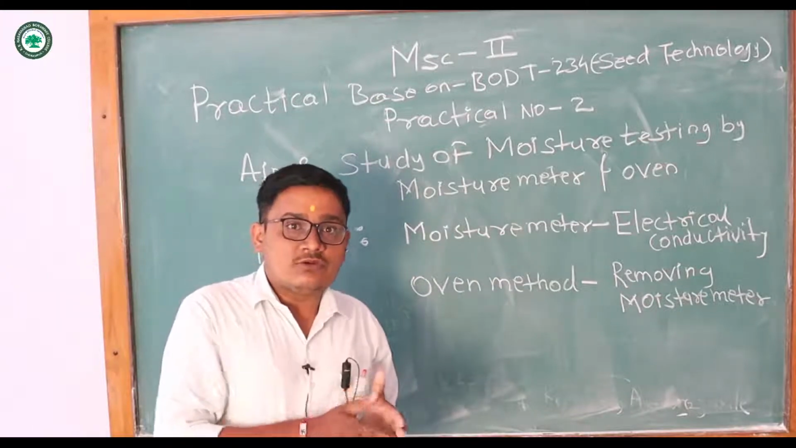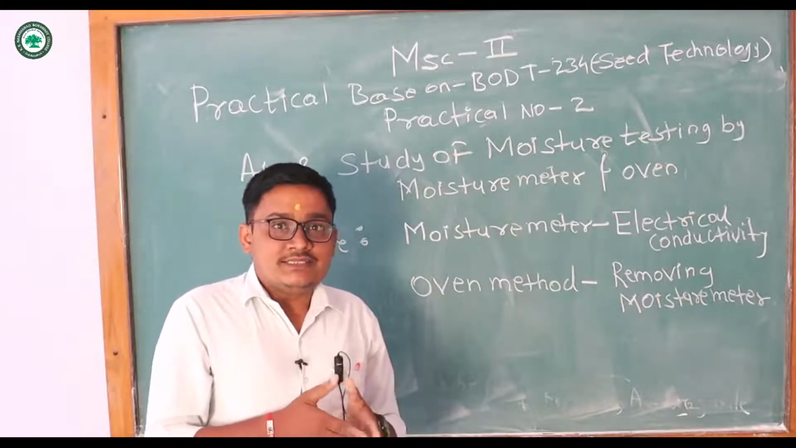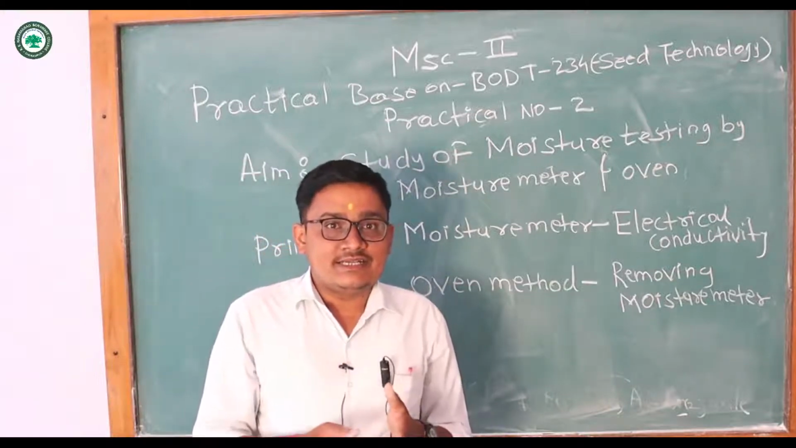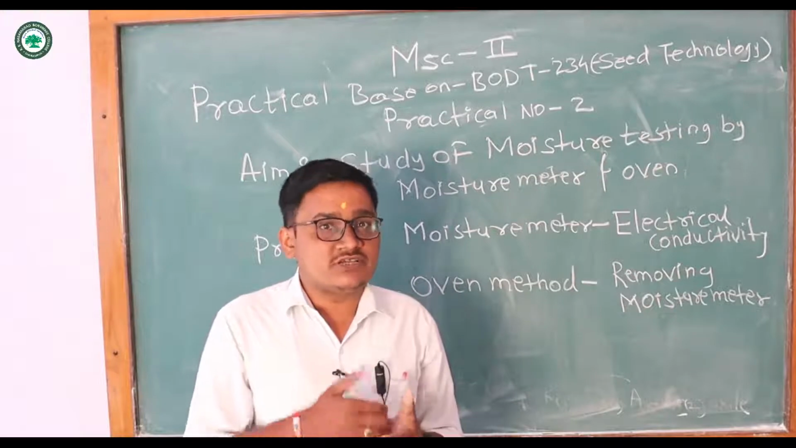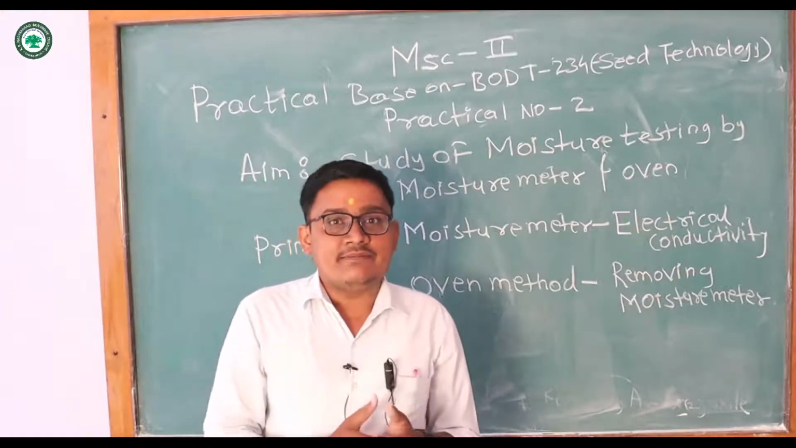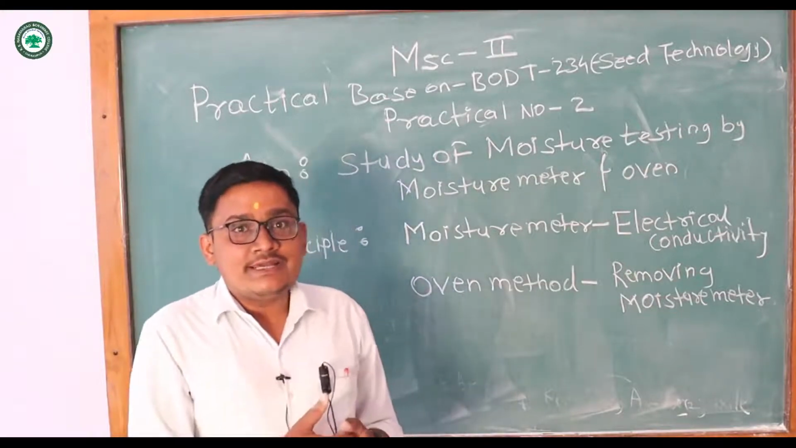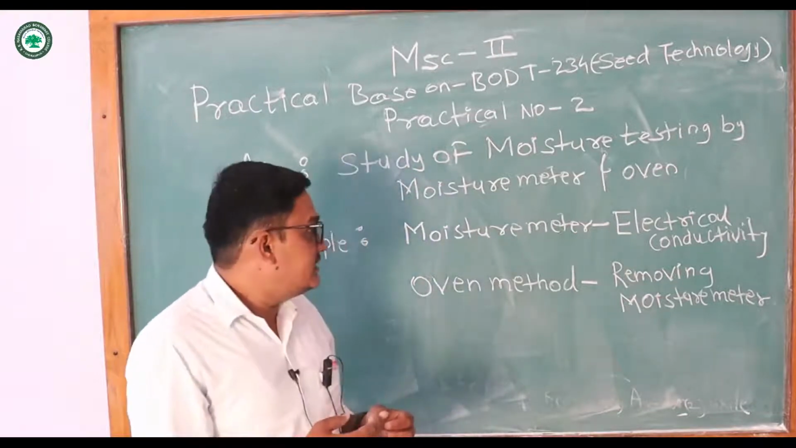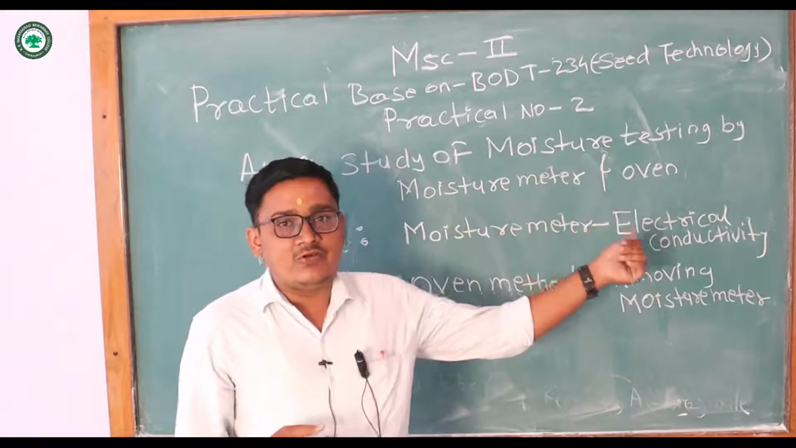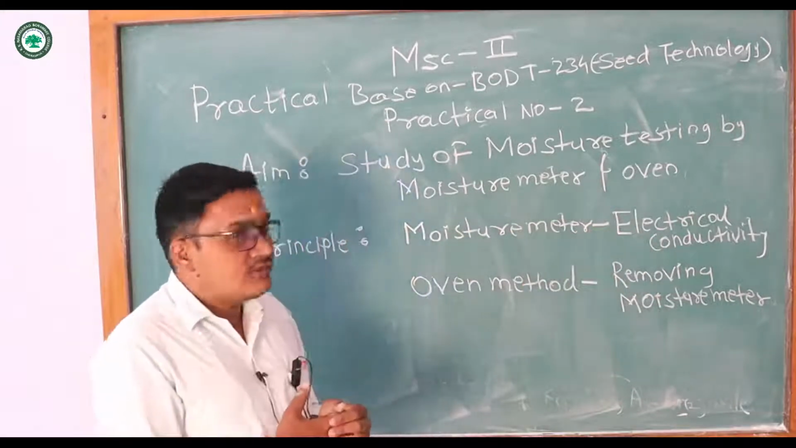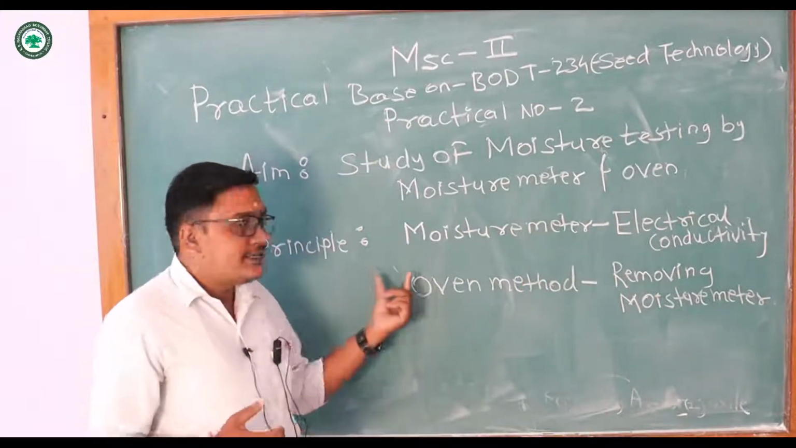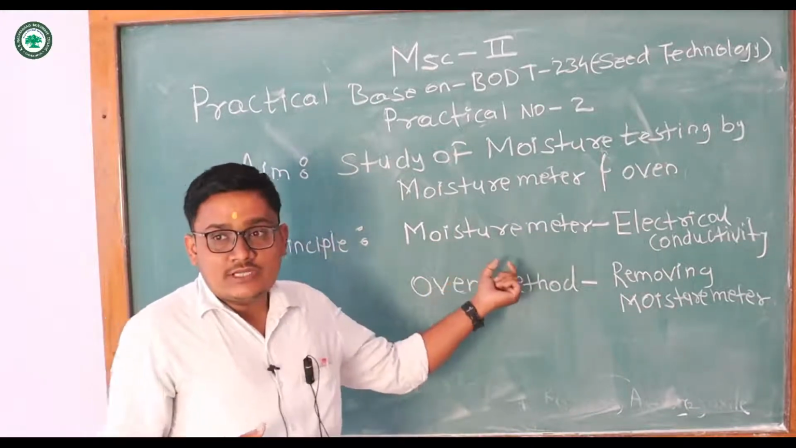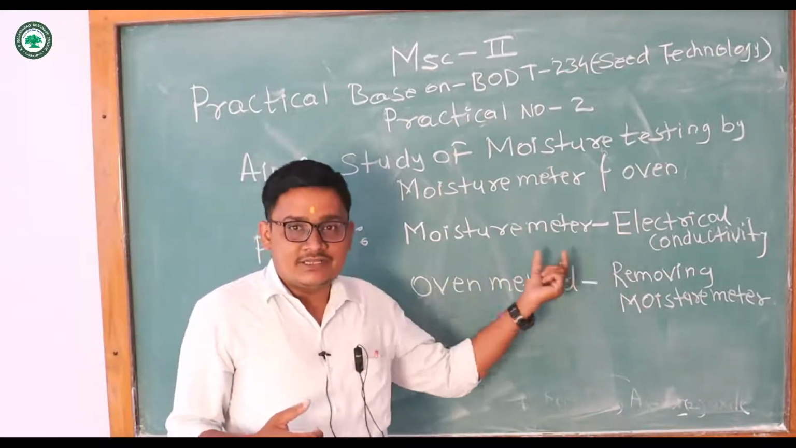Before that, we need to know what moisture is. The seed contains some amount of water inside it. Such water content is known as the moisture of the seed. It can be determined in different ways. Mostly two techniques or methods are used, known as the moisture meter and the oven method. The principle of today's practical has two parts. The moisture meter is totally based on electrical conductivity.